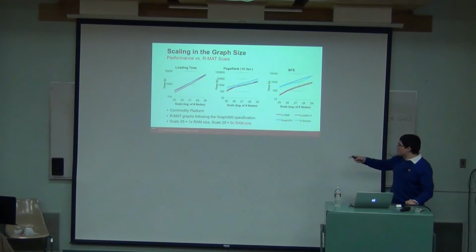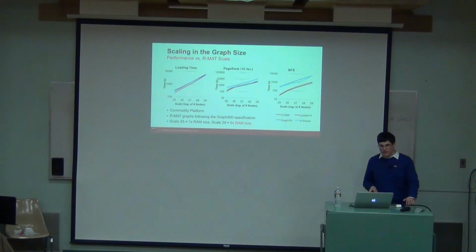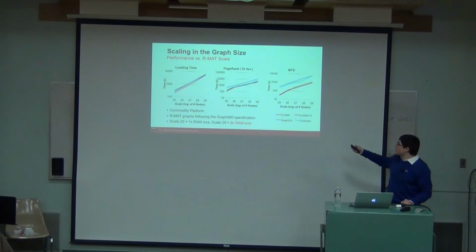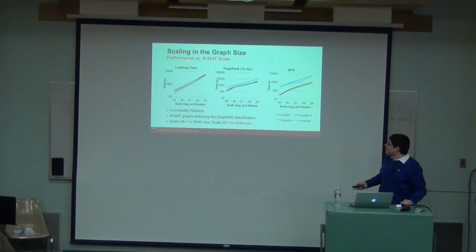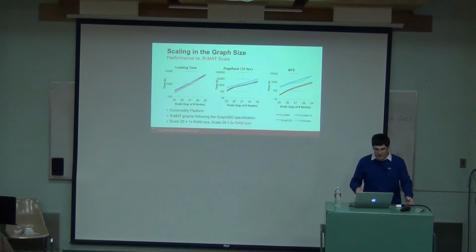And this is again Llama and Llama 11 in red and dark red compared to GraphQL and Extreme. You can see the scaling is actually the same; they all scale the same. They are all basically lines in this log-log plot. And in all cases, we are beating or at least matching the state of the art.